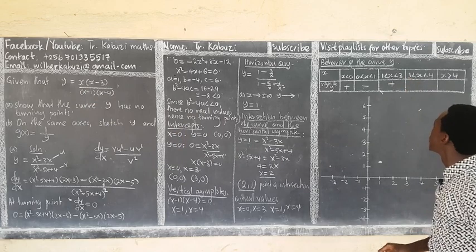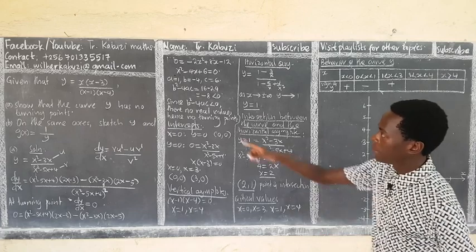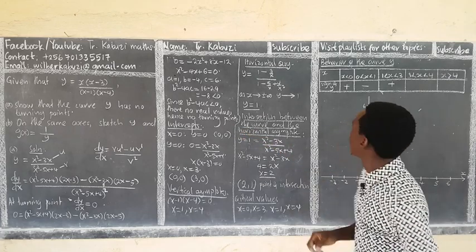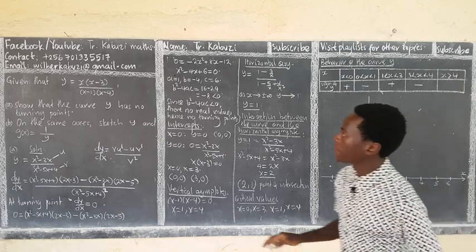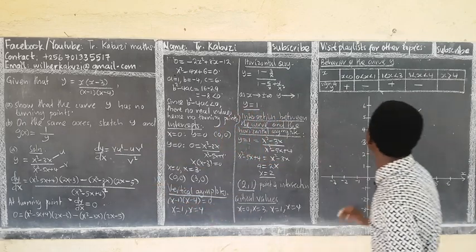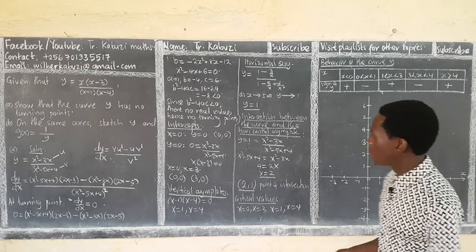Between 3 and 4, we have 3.5. Put 3.5 there. I think we shall be having a negative. Then above 4, we have a 5. When you put there a 5, I think we shall be having a positive. So that is our table.